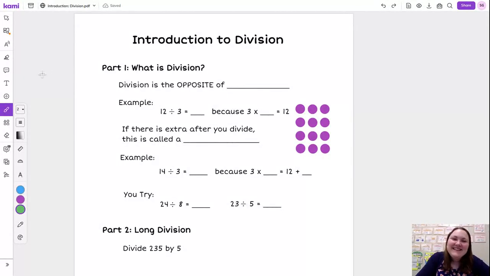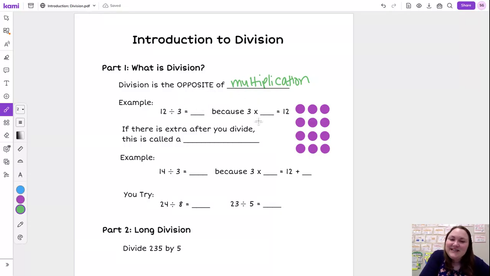Math students! This is our introduction video for our lesson on division. So to begin, what is division? Division is just the opposite of multiplication. And this example below is going to help explain what that means.